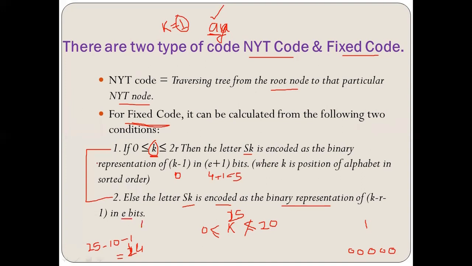Because we have seen in the earlier slide, what is E? E is equal to 4 and R is equal to 10. So that means 14 is going to be encoded in 4 bits, right? So this is how we are going to encode the symbol. I hope this is clear to you all.